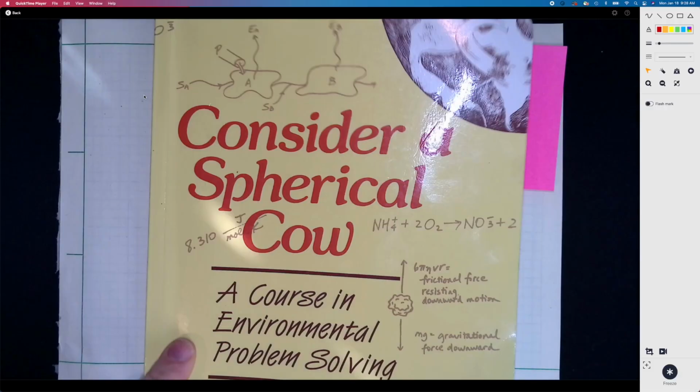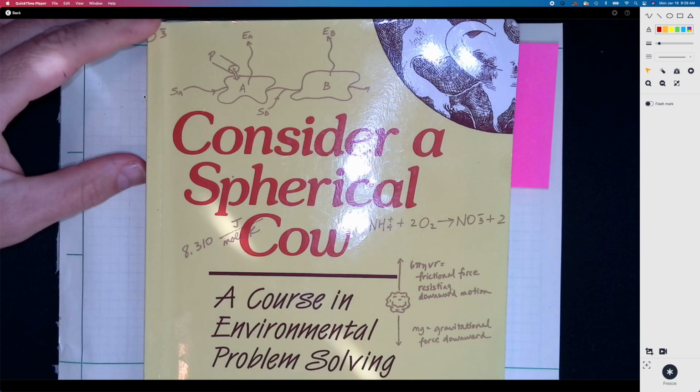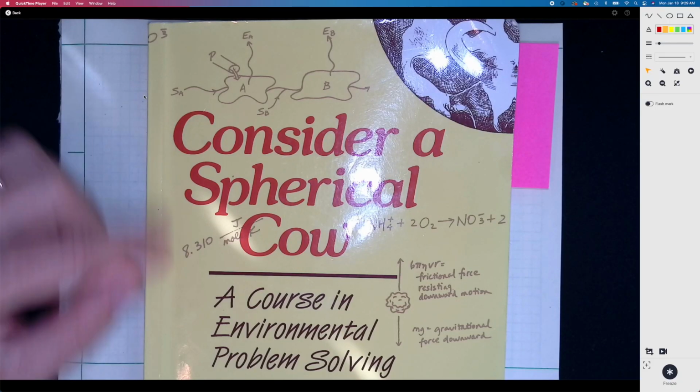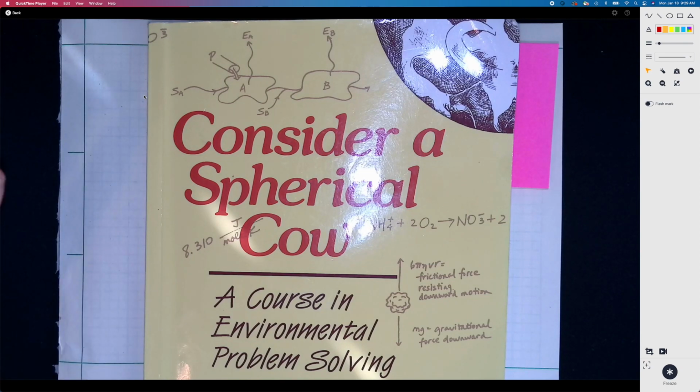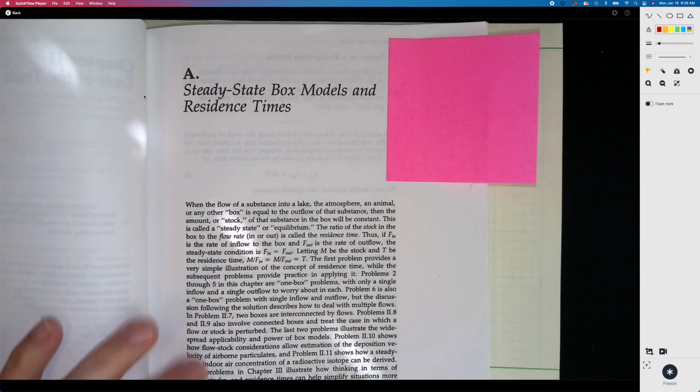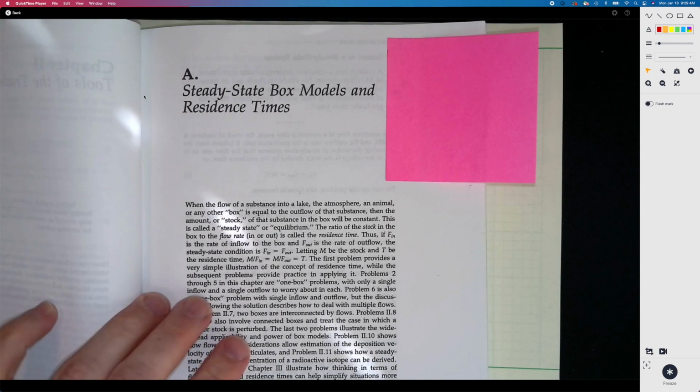In this video, we're going to be talking about residence times for steady-state box models. And for this part of the course, we're going to be following the textbook by John Harte, called Consider a Spherical Cow, a Course in Environmental Problem Solving. In particular, we're going to be looking at Chapter 2 and Part A, which is about steady-state box models and residence times.